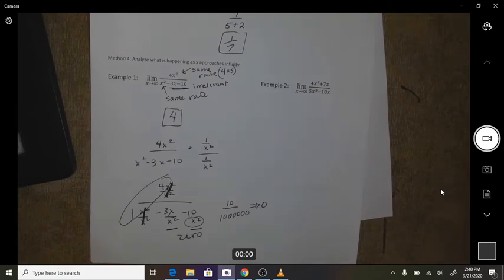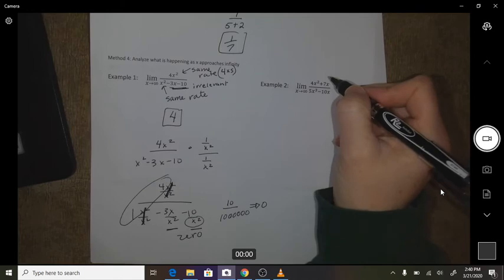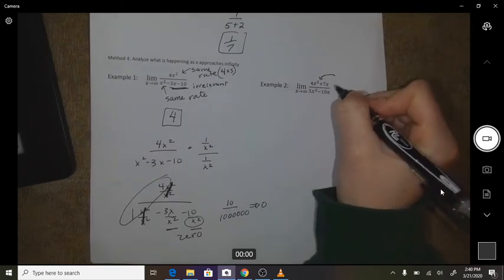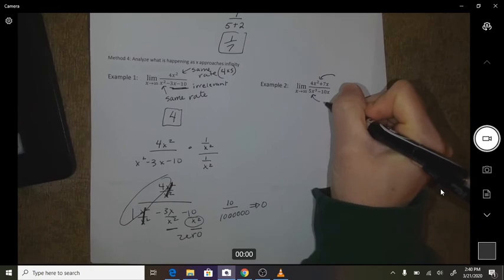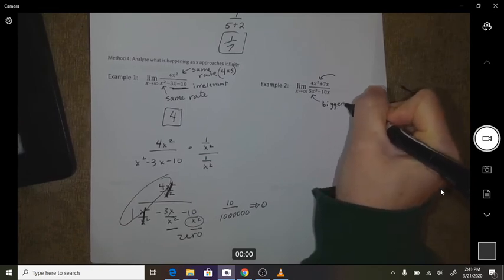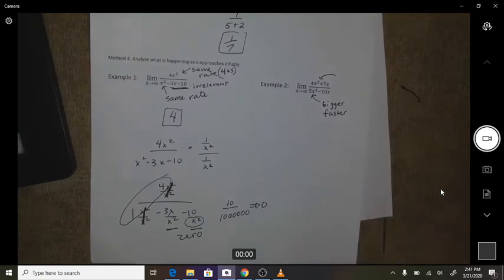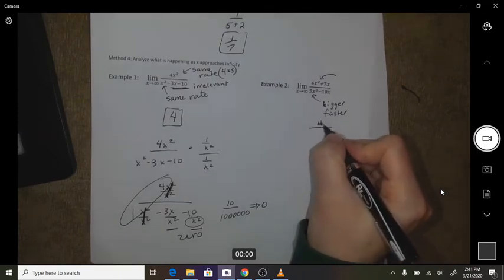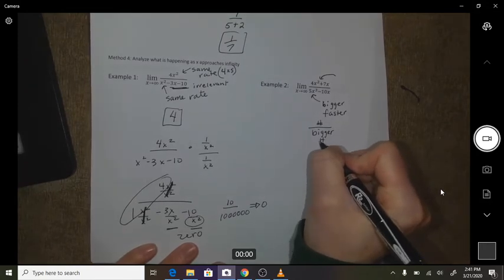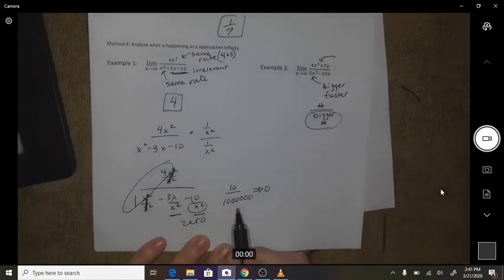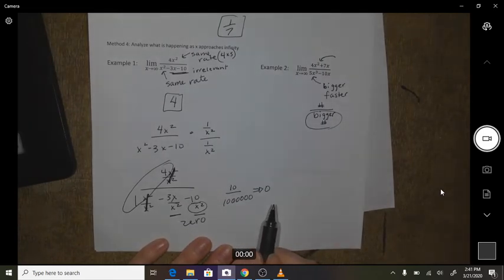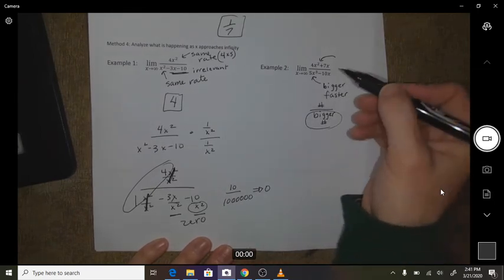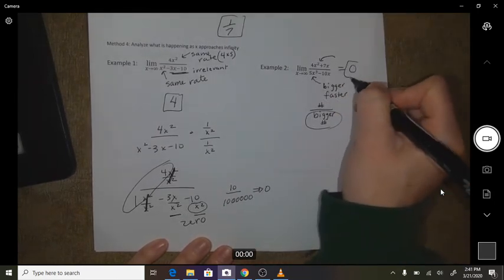Next one. Now we're going to analyze. This degree is a second degree and this is a third degree, so this is getting bigger faster. When your bottom gets bigger faster, your number gets smaller and smaller and smaller and you approach 0. So that means we're going to have a limit of 0 here.